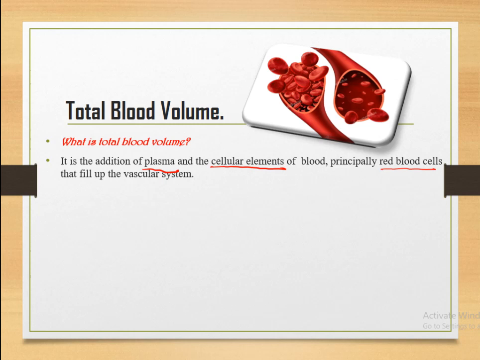So when we talk of what total blood volume is, we are simply talking about the plasma, and also the cellular element of blood, and mostly we focus on the red blood cell. So what is blood in short? When we talk of what blood is, we simply need to look at what it is made of.